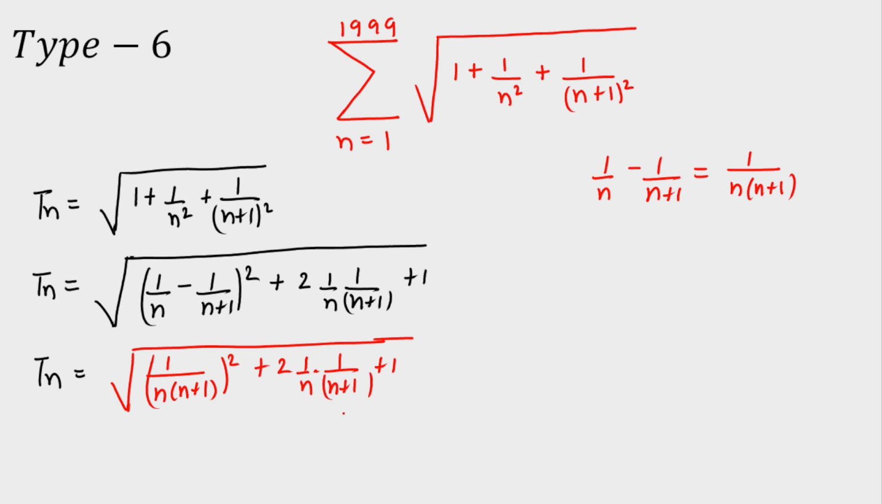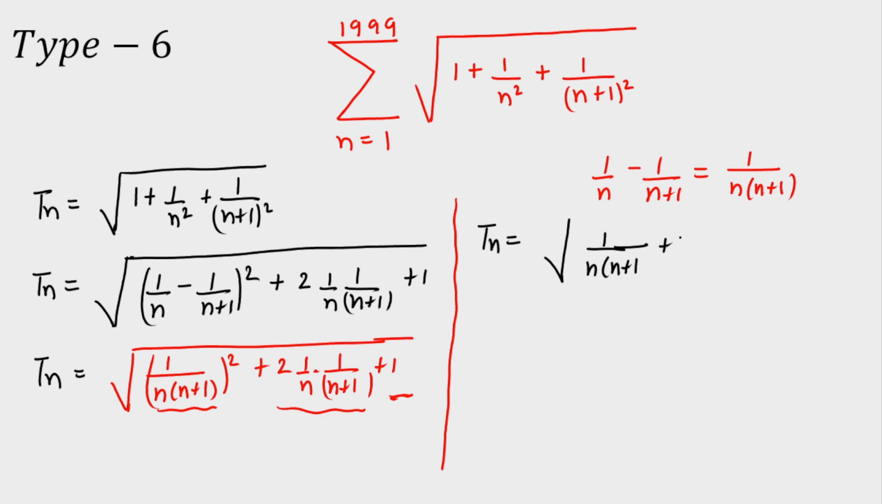If you observe one thing, it's a perfect square of 1/(n(n+1)) because this is a square, this is b square, and this is 2ab, as you can see. So we got a perfect square here. So T of n I can write as root over the perfect square of 1/(n(n+1)) plus 1, whole square. So T of n will be equal to 1/(n(n+1)) plus 1.